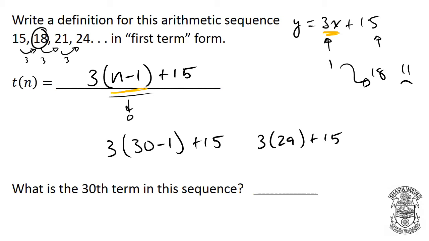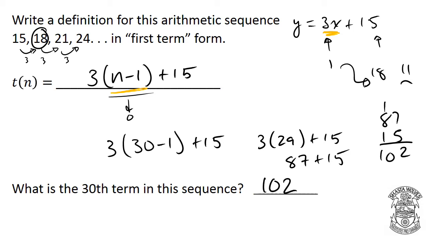Well, 3 times 30 is 90, and I take away 3. 90 take away 3 would be 87. So I've got 87 plus the number 15. If I add these two, 87 and 15, I believe I get 102. So the 30th term in that sequence would be the number 102.